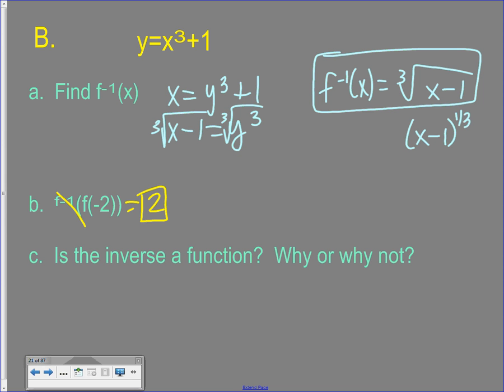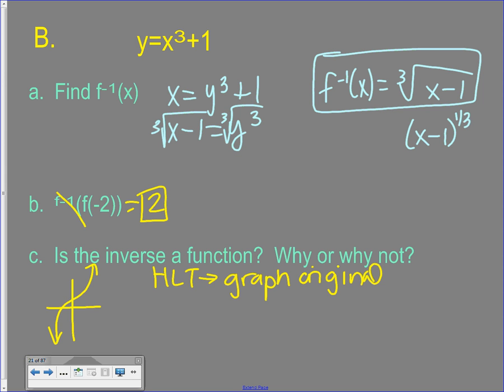Part C, is the inverse a function? So is it a function means we're going to use that horizontal line test, which meant I needed to graph the original. Make sure you are always graphing the original. So the original was x to the third plus 1. You could go ahead and graph it in your calculator, and you should get a graph that looks like this. So now I'm going to go ahead and draw a horizontal line through there.